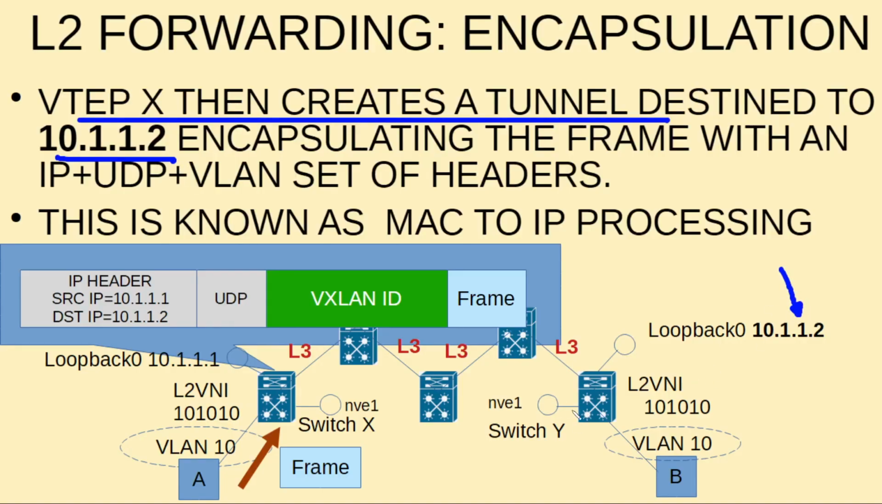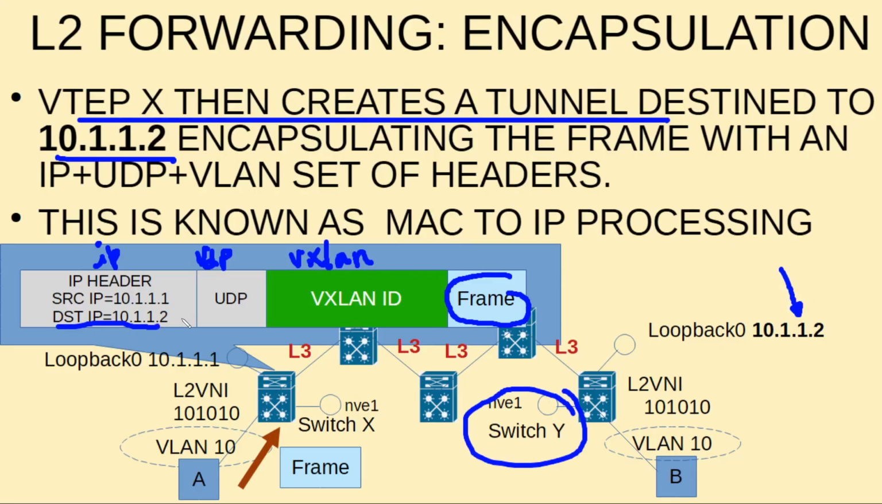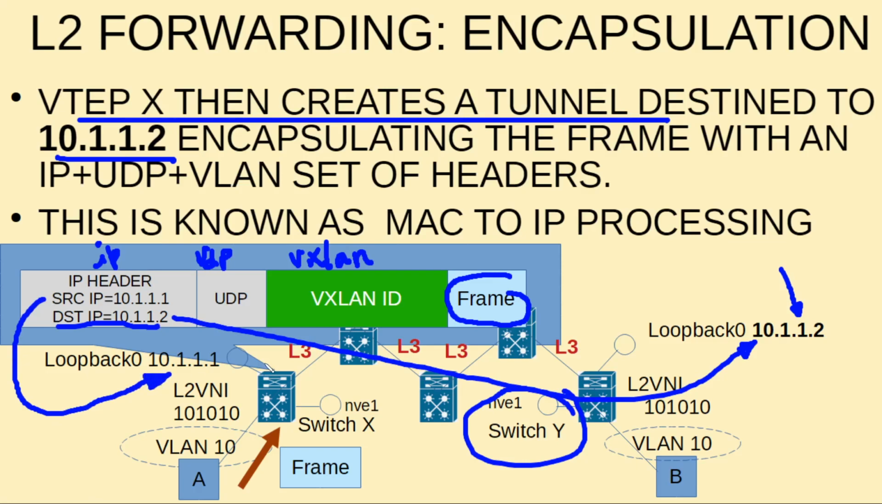So VTEP X is going to create a tunnel destined to this particular IP address, because that is the ID for this destination VTEP. So it is going to encapsulate the complete frame that it just received using a VXLAN encapsulation. Remember that we are going to use an IP header, a UDP header, a VXLAN header, and notice that the destination IP is the IP of the destination VTEP, and the source IP is actually the ID of the sender VTEP. This is known as MAC to IP processing.